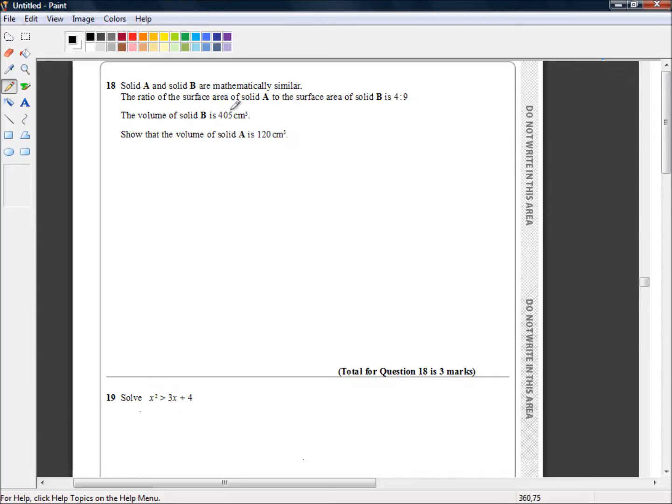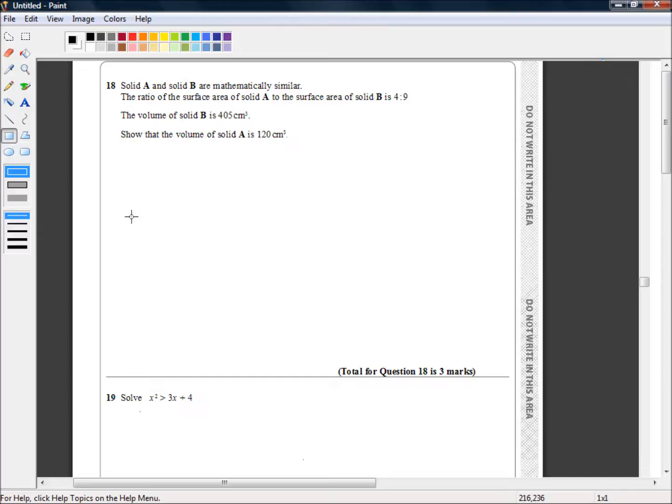Okay, so if the ratio of the surface area of solid A to the surface area of solid B is 4 to 9 and the shapes are mathematically similar, then that means that the ratio of the lengths is going to be the square root of 4 to the square root of 9. Okay, so let's try and explain why that is.